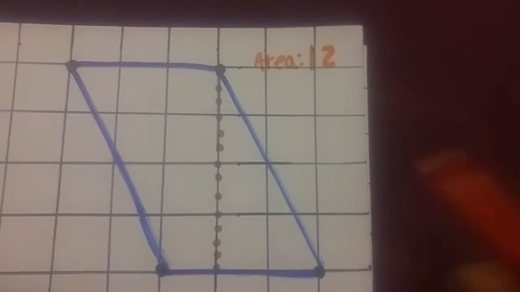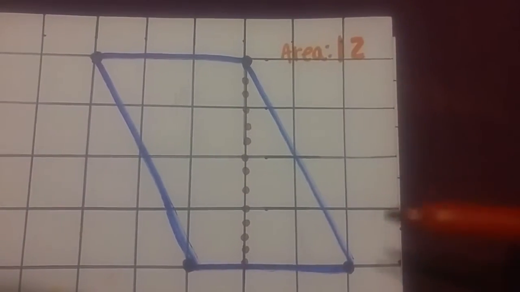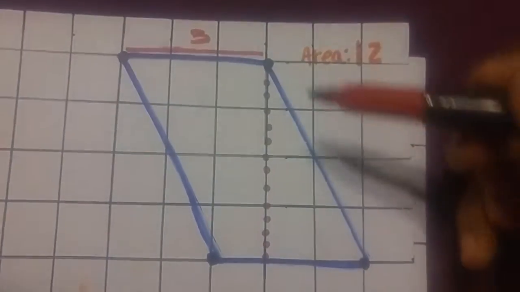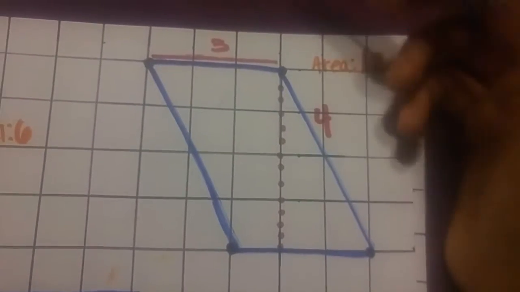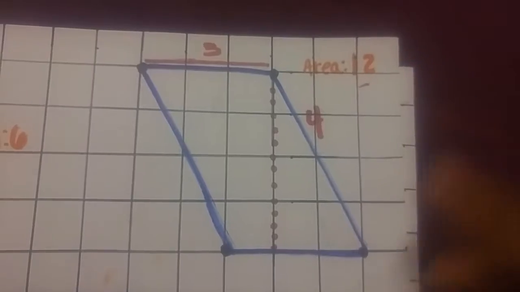For the second example, I did the same thing, and I counted each square, getting the area of 12 units squared. I counted the base, which was 3, and I counted the height, which was 4. When I multiplied the base times the height, I got the area of 12.